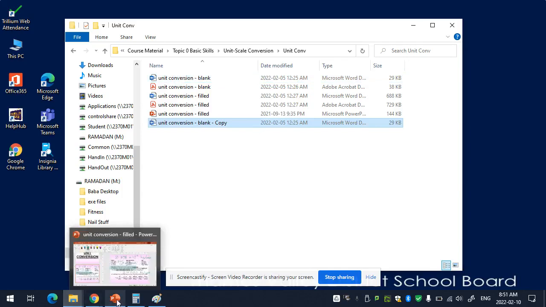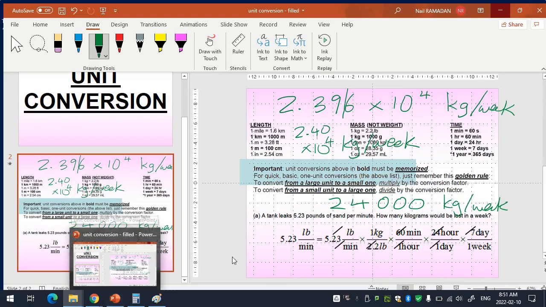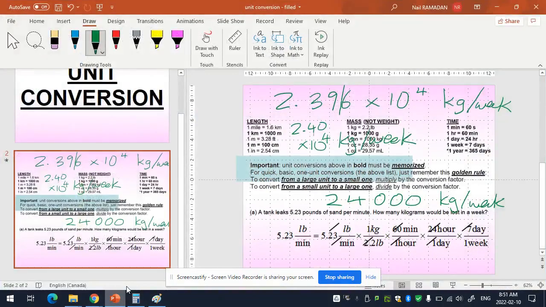Oh, I multiplied. Okay, let me just. I multiplied 5.23 times, because technically there's a 1 here. So 5.23 times 1 times 60 times 24 times 7. And then all of that divided by 1 times 2.2 times 1 times 1 times 1.